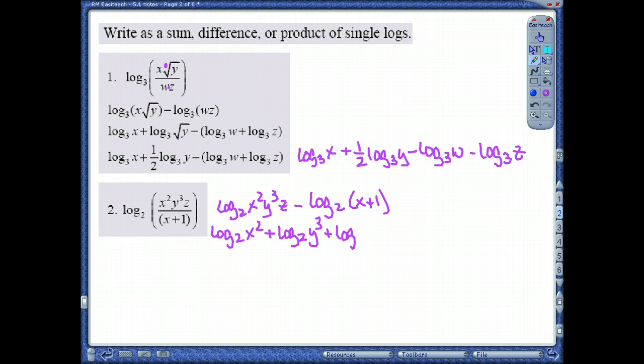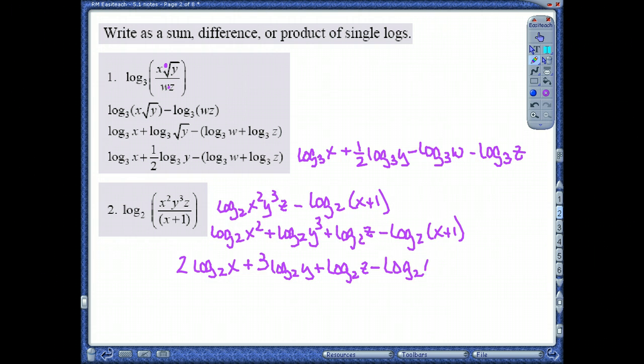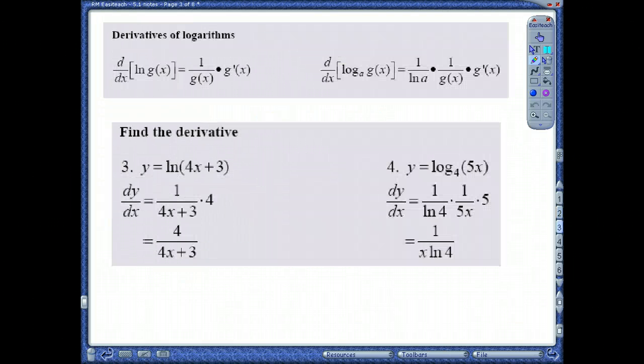When you're going through these problems, please make sure that you're not losing a base. Sometimes they start off as base 2 and then eventually we lose that. So 2 times log base 2 of x plus 3 times log base 2 of y plus log base 2 of z minus log base 2 of x plus 1. Make sure that x plus 1 stays in parentheses so that you're taking the log of that entire quantity. Final answer. That's as good as it's going to get.